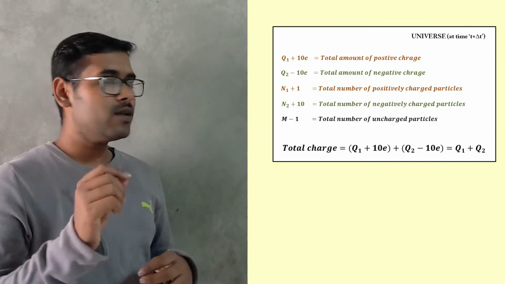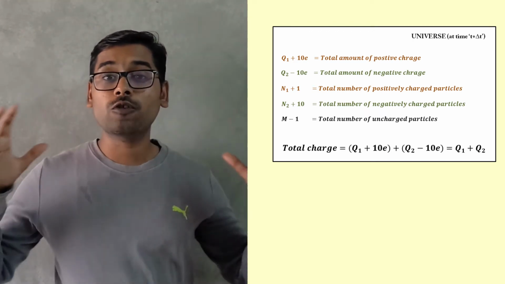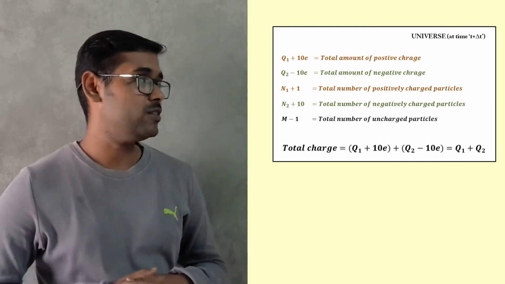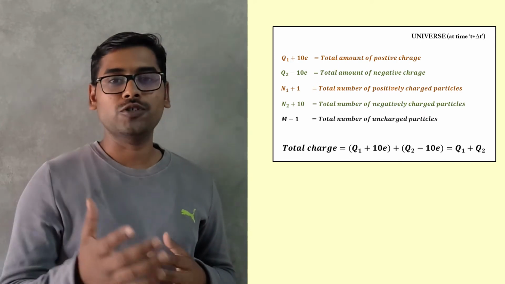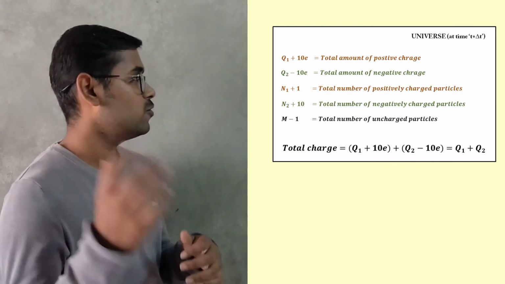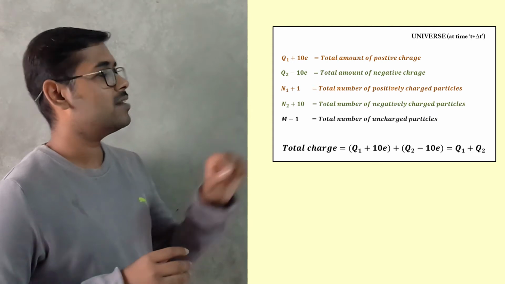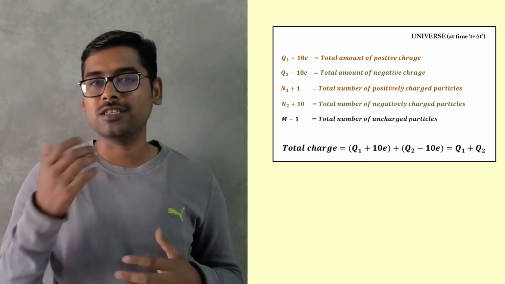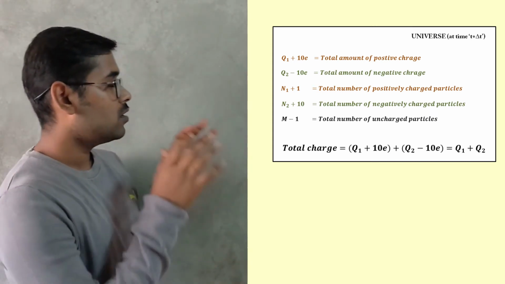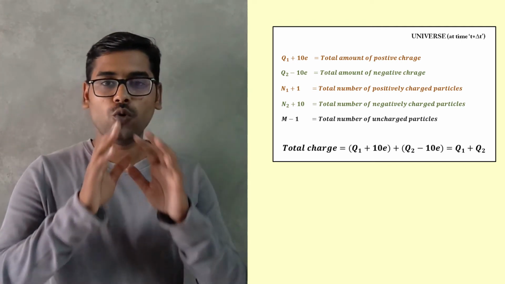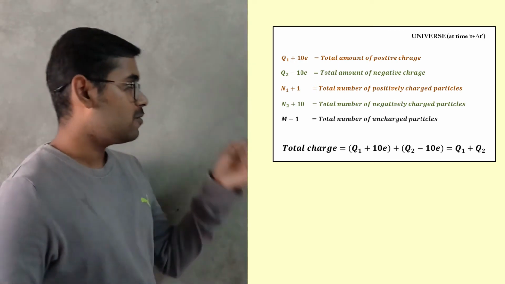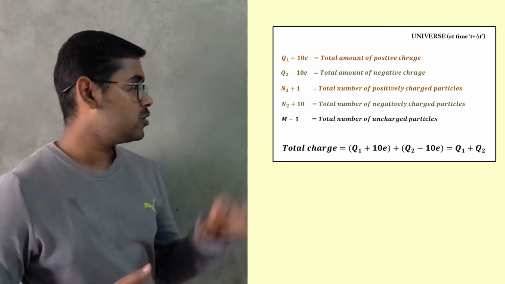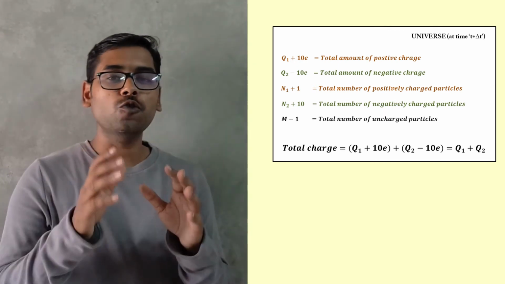Now Q1 plus 10e is the total amount of positive charge that is there in the universe. Why 10e? Because we have created an extra positive charge of magnitude 10e. Q2 minus 10e is the total amount of negative charge in the universe, and N1 plus 1 is the total number of positively charged particles in the universe. Initially it was N1, now we have created one more, so it is N1 plus 1.